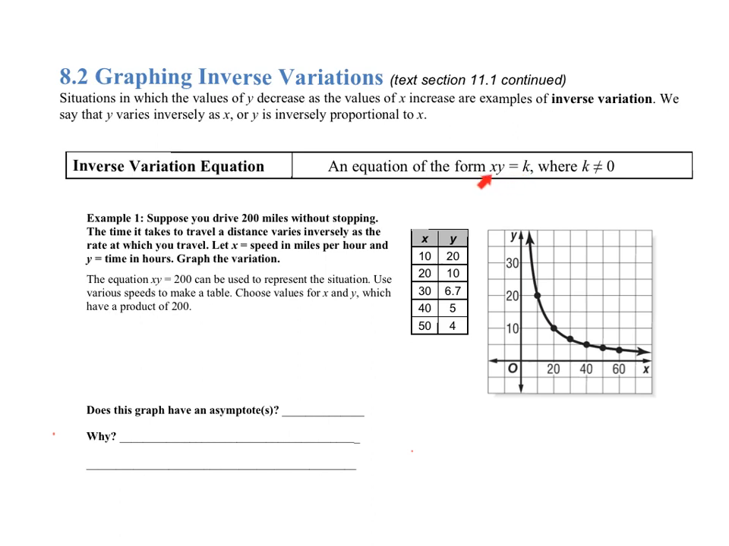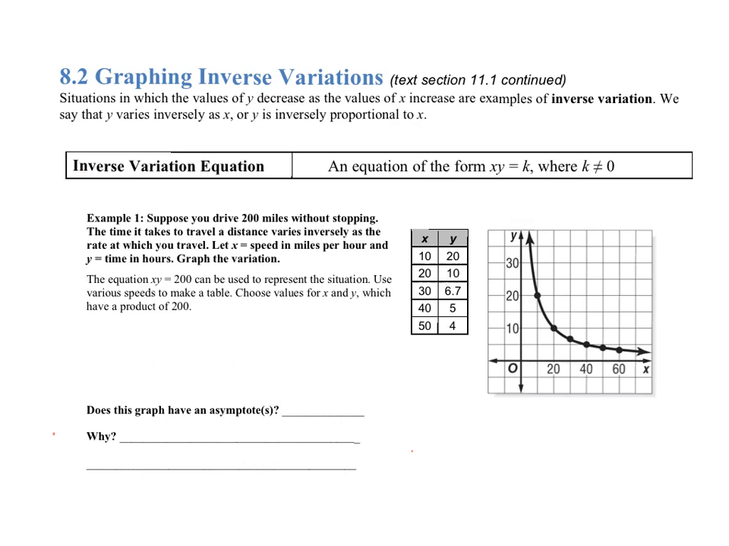So if x goes really high, that means my y is going to have to be really low to give me the constant, or if x goes really low, I'm going to multiply that by a really high y to give me the same constant. Okay, so inverse, if one variable is high, the other one has to be low, and vice versa.